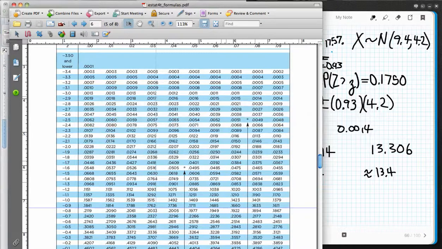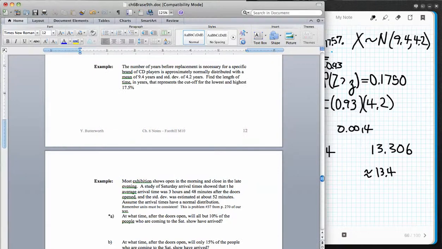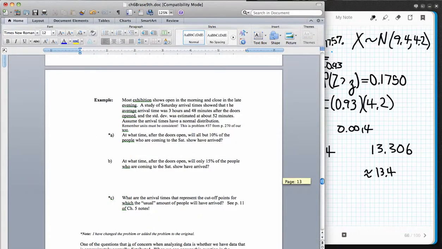Now let's take a look at the next example. My next example says that most exhibition shows open in the morning and close in the late evening. A study of Sunday arrival time showed that the average arrival time was 3 hours and 48 minutes after the doors opened, with a standard deviation of about 52 minutes. If we assume that arrival times have a normal distribution, then what time after the doors open will all but 10% of the people who are coming have arrived?